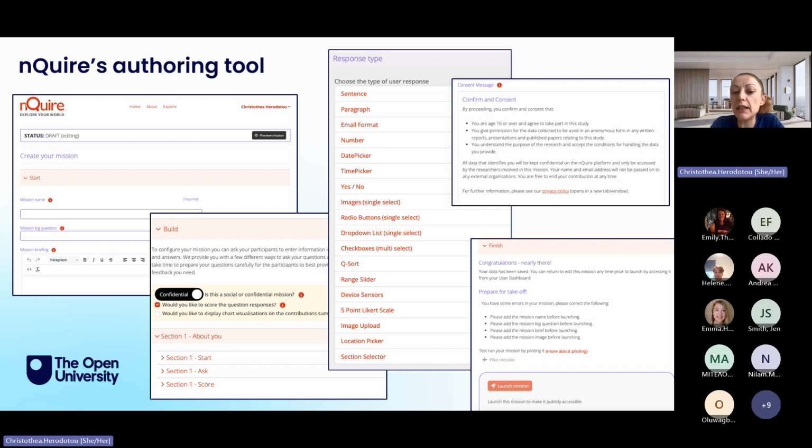Before it's launched, it goes through a process of approvals. So the study comes to us. We go through all of the questions, all of the answers, all of the information shared, and we check them in terms of appropriate content, language, appropriate design of questions. We give feedback to the researchers, and when they do changes and they are ready, we make the mission live on the platform. I say mission because the studies on nQuire, we tend to call them missions.